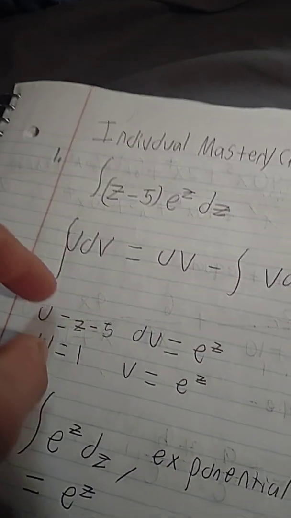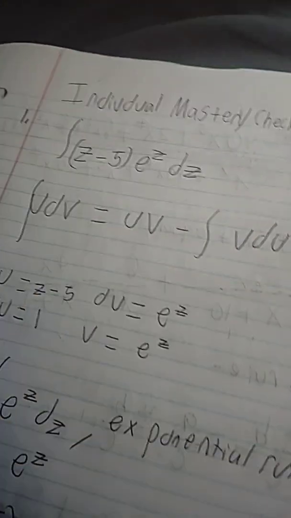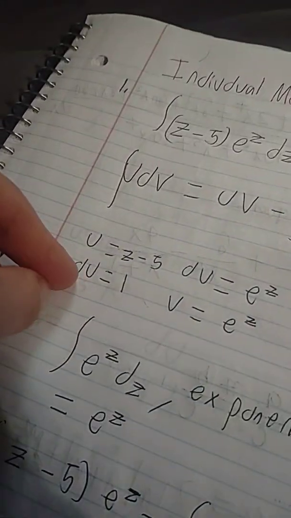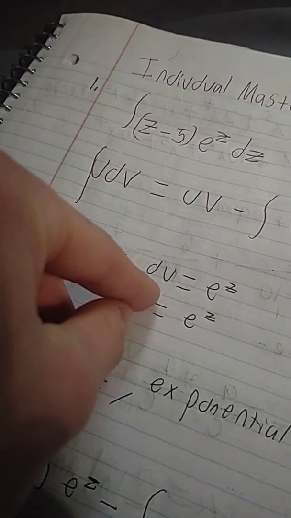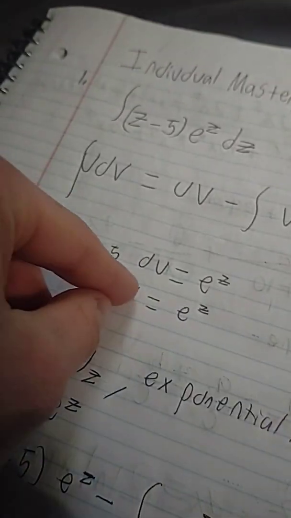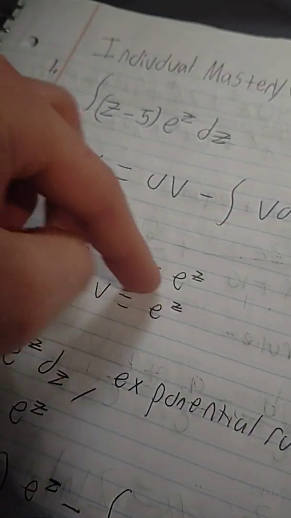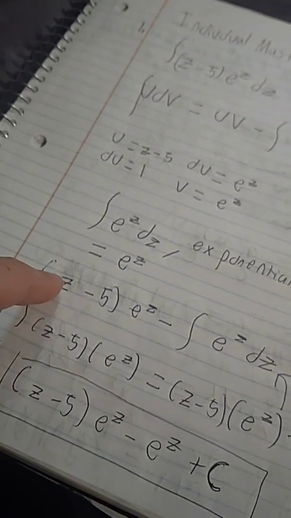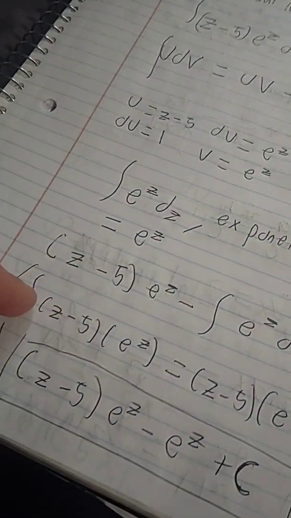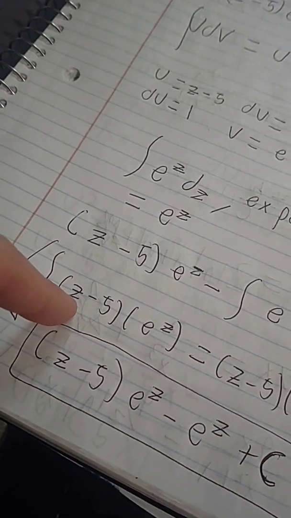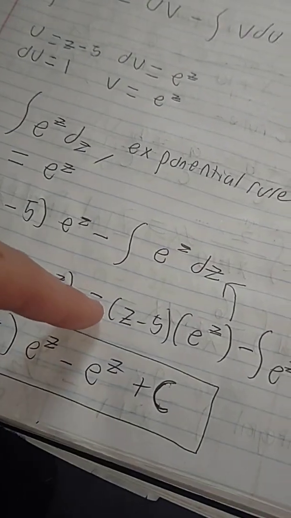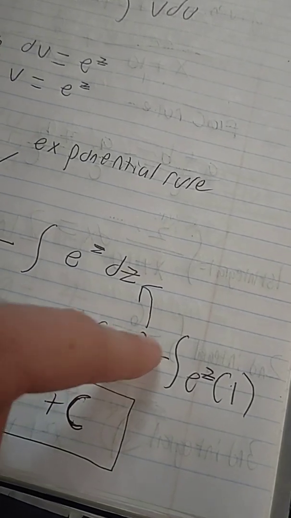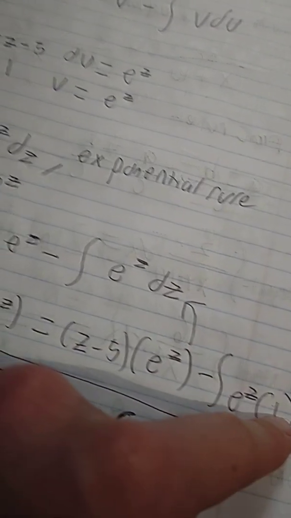To correctly identify all of our u, du, and v: our u is z minus 5, and our du is 1. Our dv is e to the z, and our v is e to the z because of the exponential rule. So then we plug our values in. The integral of (z minus 5) times e to the z equals (z minus 5) times e to the z minus the integral of e to the z times 1, because our du is 1.